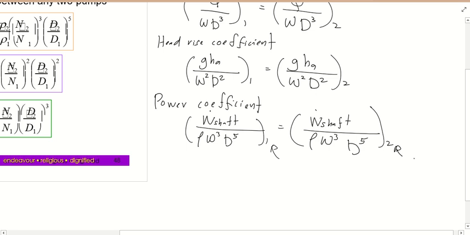Once we have this similarity analysis, we can come up with the so-called pump scaling laws, which make it possible to experimentally determine the performance characteristics of one pump in the laboratory and then use this data to predict the corresponding characteristics for other pumps within the family under different operating conditions. Different operating conditions mean different Q, which is flow rate, and different diameter. So that is the function of the pump scaling laws.